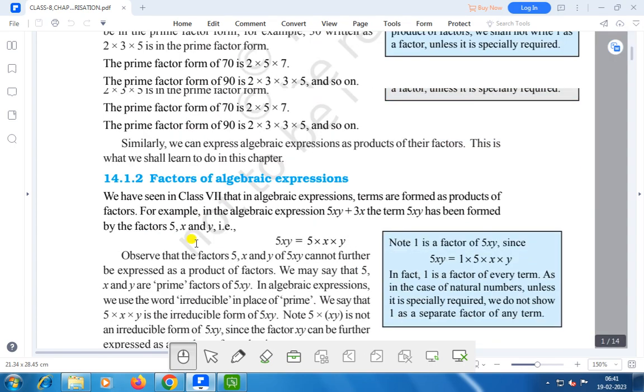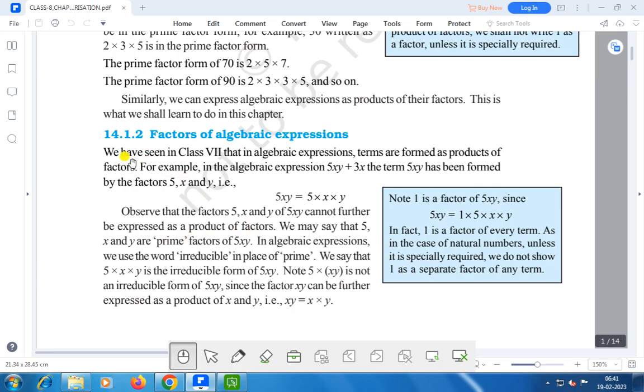Factors of algebraic expressions. We have seen in class 7 that in algebraic expressions, terms are formed as products of factors. For example, in the algebraic expression 5xy plus 3x, the term 5xy has been formed by the factors 5, x and y, that is 5xy equals 5 into x into y. Observe that the factors 5, x, and y cannot further be expressed as a product of factors. We may say that 5, x and y are the prime factors of 5xy.